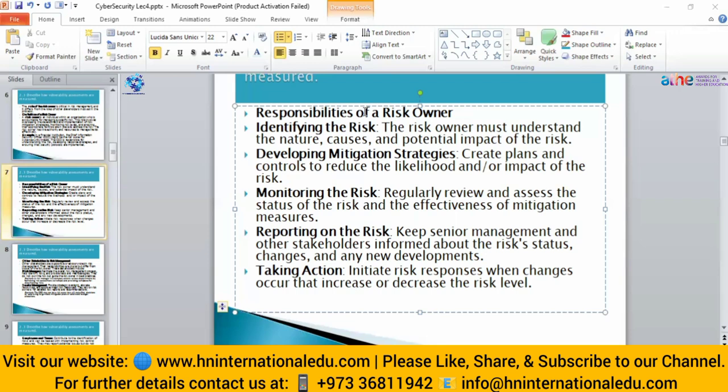The fourth step will be you will report on that risk. Means if you can't handle that risk, you will go towards your senior management or other stakeholders. What is the status of that risk? Whether you should develop something new or you should change your plan. So after that, you will take action after taking advice from your senior management. If you decided to change the plan, you will change. Otherwise, you will act upon that plan.